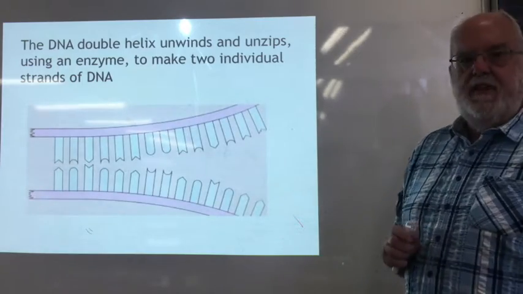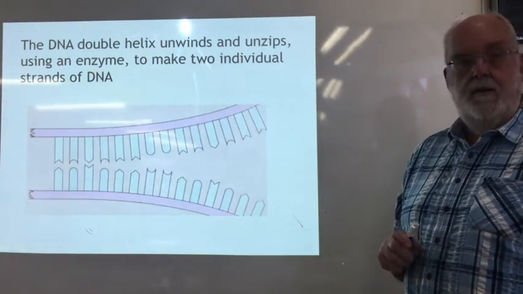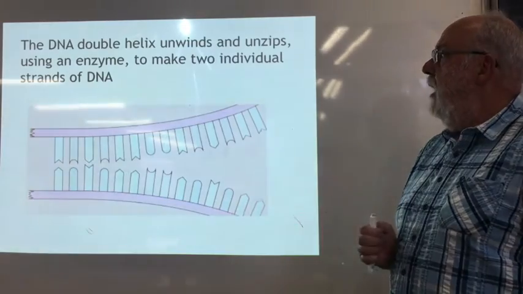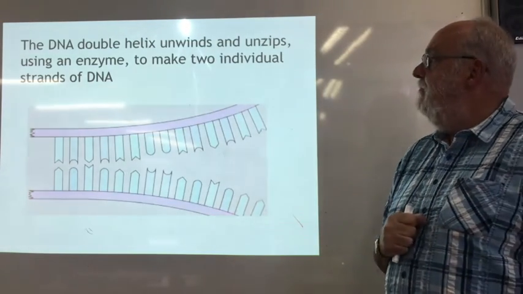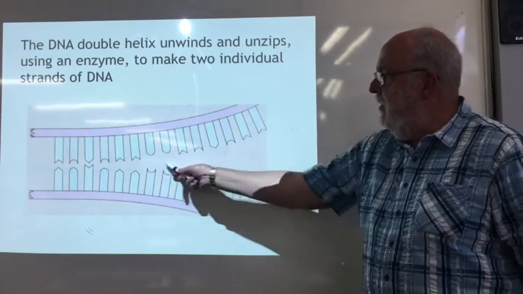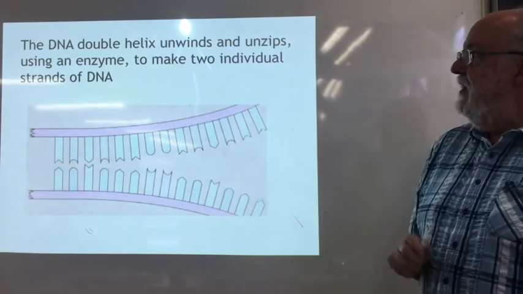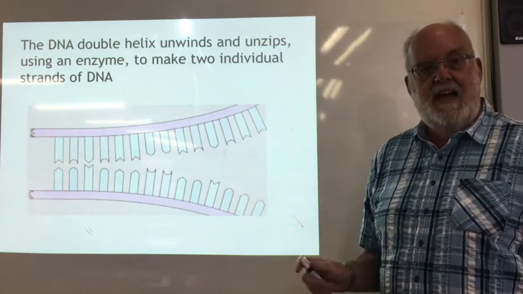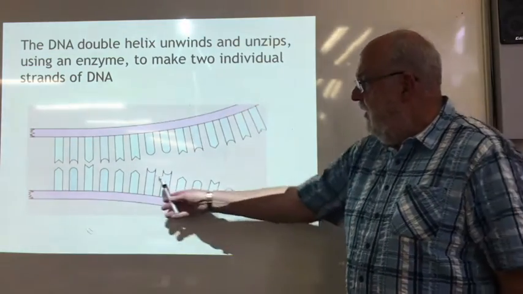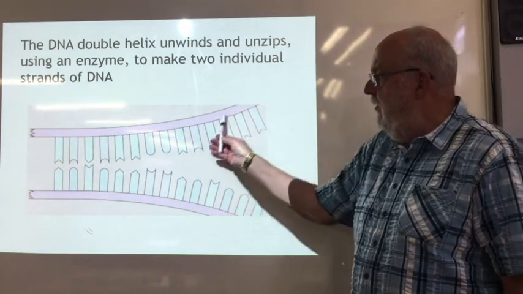So that's the first thing that happens. The double helix, which I mentioned just now, unwinds, so it's rather like unwinding the ladder, straightening it up again, unzips, comes apart in the middle here, using an enzyme, and so you end up, to begin with, with two separate strands of DNA. One there and one there.